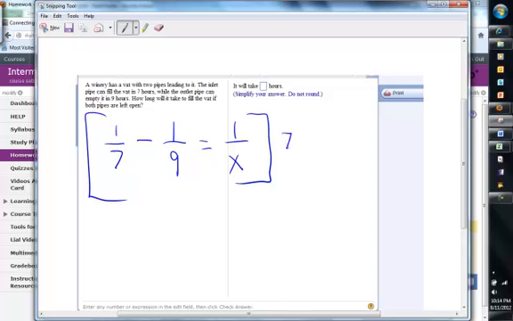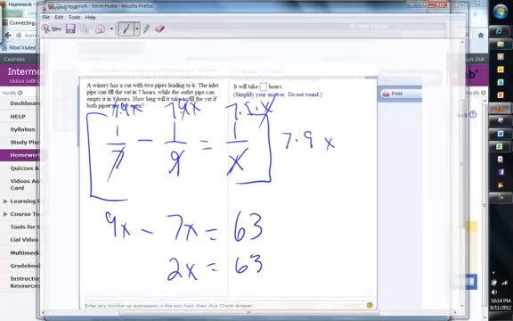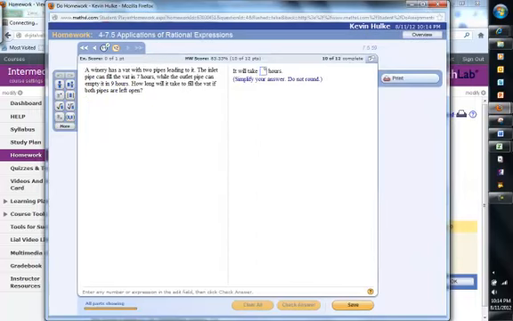So let's multiply everything by 7 and 9 and x. 7 times 9 times x. Don't forget the times signs in there. The 7's cancel, and you have 9x minus, the 9's cancel, 7x equals, the x's cancel, 63. So you have 2x is 63. x is 63 over 2.